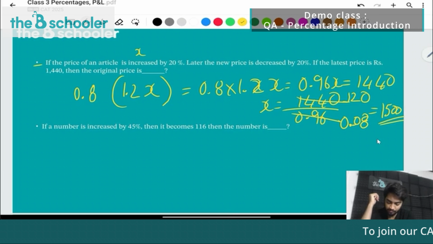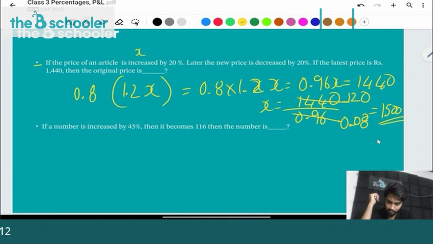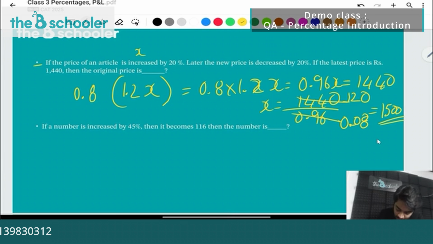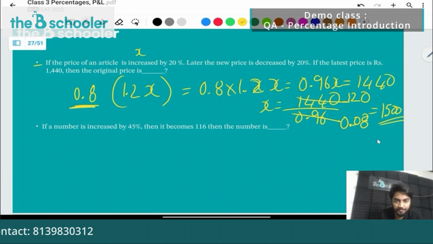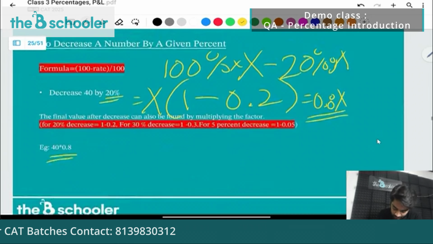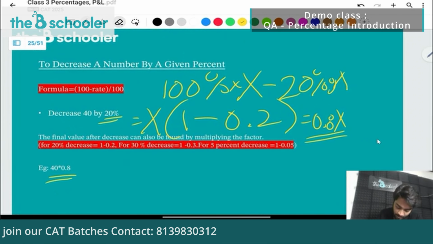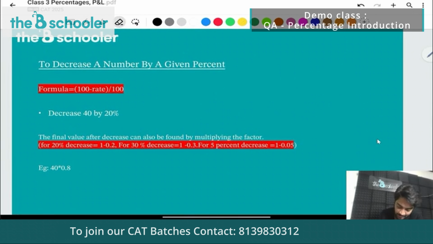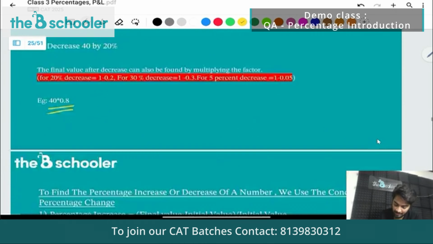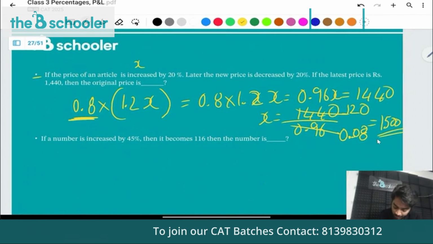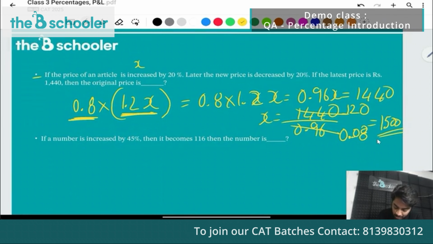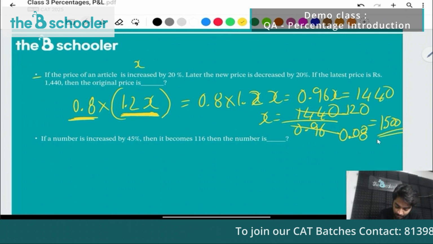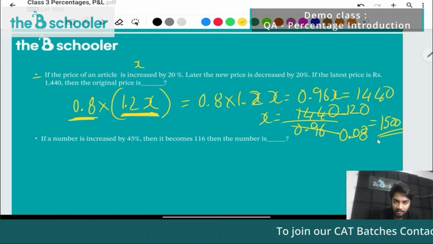Now, that 20% reduction is what is written here as 0.8, and we multiply by it. Earlier in percentage reduction, when you had to reduce 20% from 40, what did we do? We did 40 × 0.8. It's the same thing being done here. The only thing is you don't know this value, so you're still writing it as 1.2x. When you multiply, you do 0.8 into 0.8.